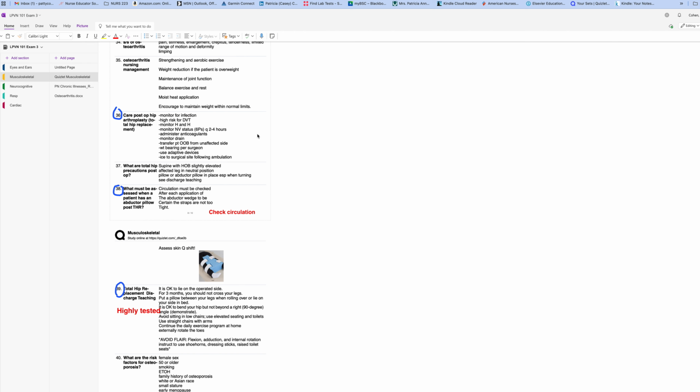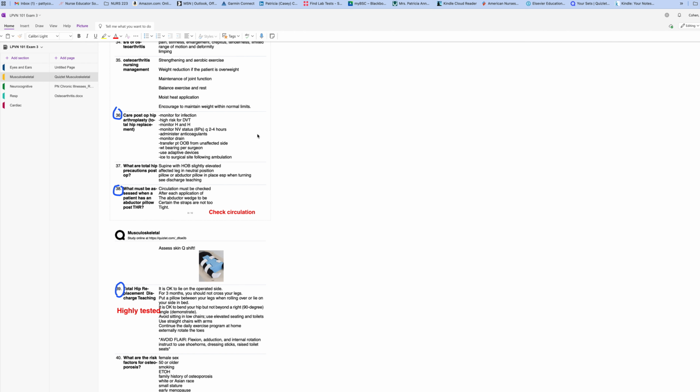Transfer a patient out of bed from the unaffected side. Weight bearing is per the surgeon. Use adaptive devices all the time. We always want to use that to make patients independent. And ice to the surgical site following ambulation. Remember, after trauma and surgery, we don't use heat, we use ice. Remember all the nursing implications of ice, okay?